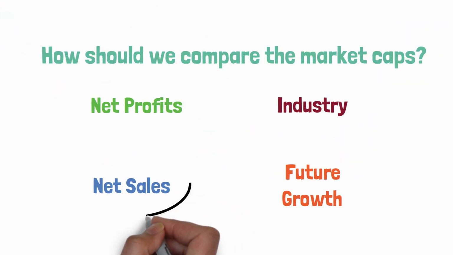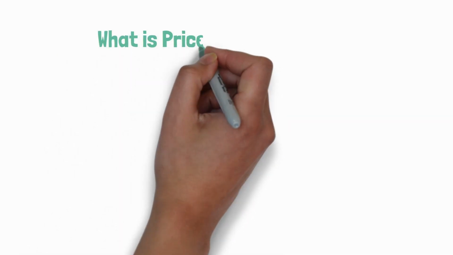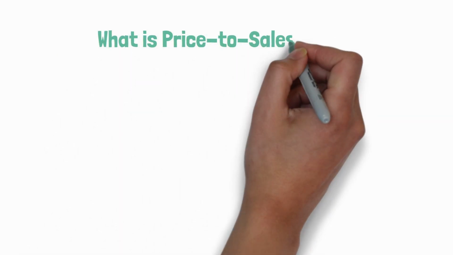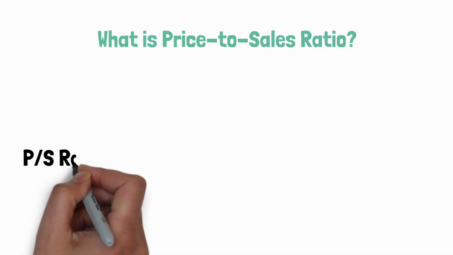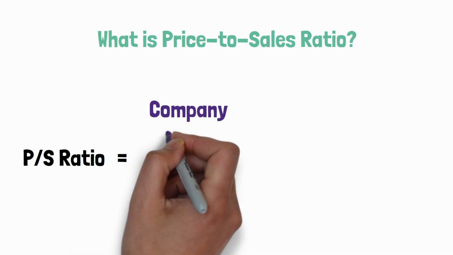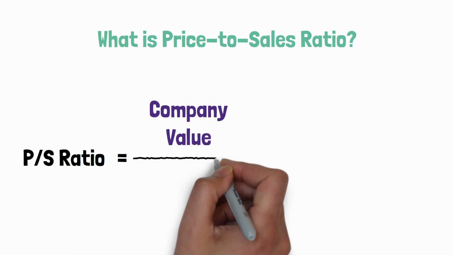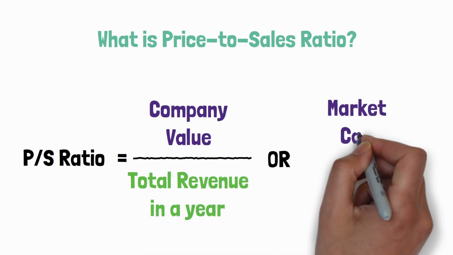Then we look at their sales. What is price to sales ratio? Similar to PE ratio, price to sales ratio is equal to company's value divided by total revenue of the year, or market cap divided by net sales in a year.